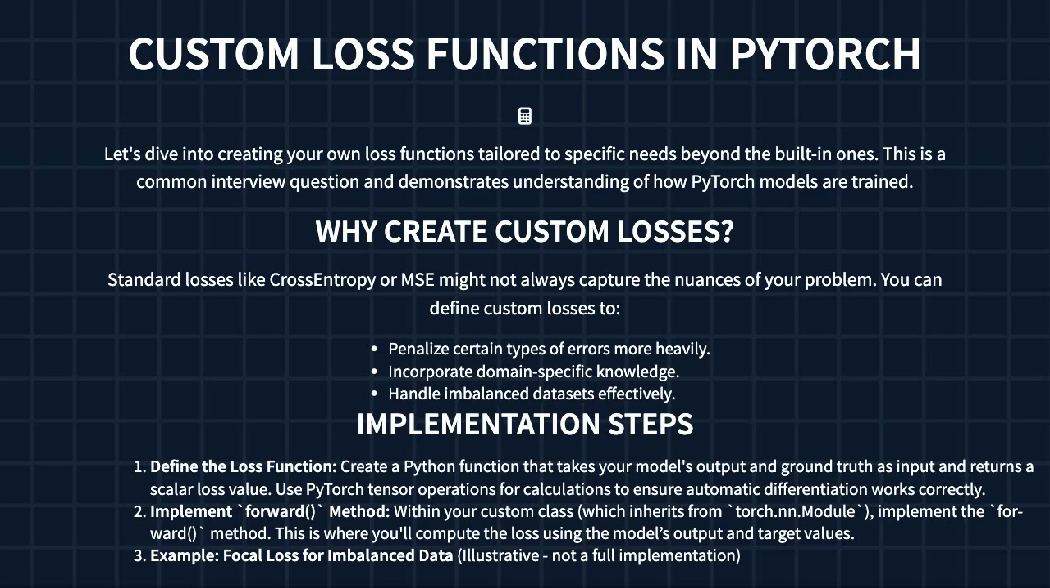Then, within your custom module class, you need to implement a forward method. This is where all the calculation happens, using PyTorch tensor operations to make sure that automatic differentiation works seamlessly. For example, you might want to use something like focal loss if you're dealing with an imbalanced dataset. The important thing is to ensure your loss function returns only one value per batch and uses PyTorch tensors for calculations.